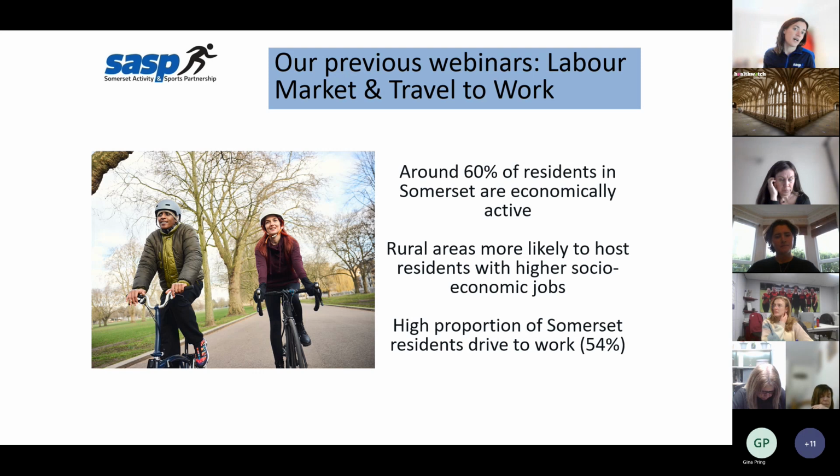We also did a webinar on the labour market and travel to work. Around 60% of residents in Somerset are economically active, and that means they're either in work or actively looking for work. Rural areas are more likely to host residents with higher socioeconomic jobs. And a very high proportion of Somerset residents drive to work compared to a lot of other regions in England, and a lot of that is related to our rural nature.